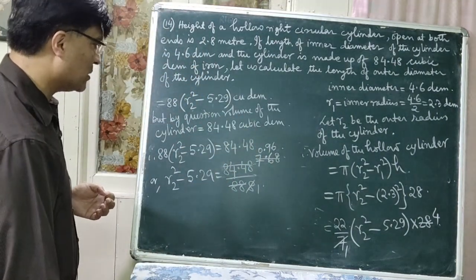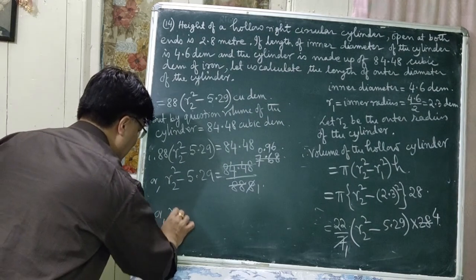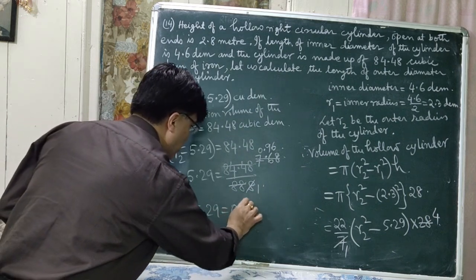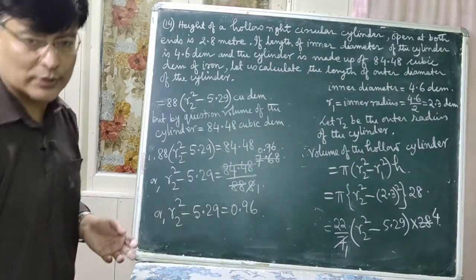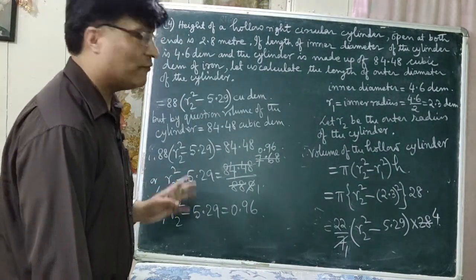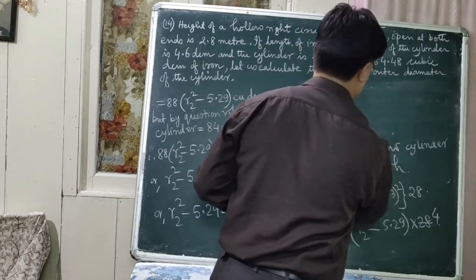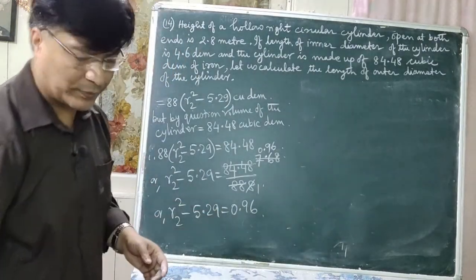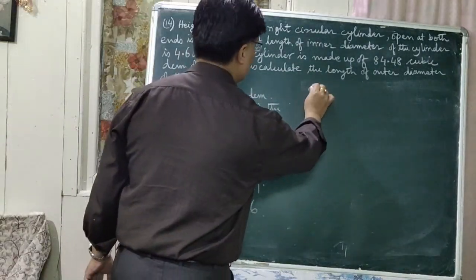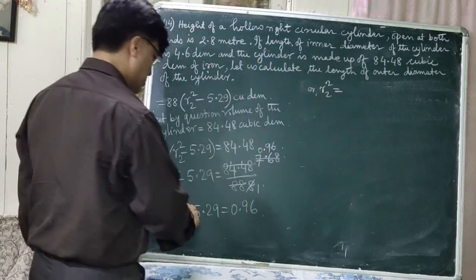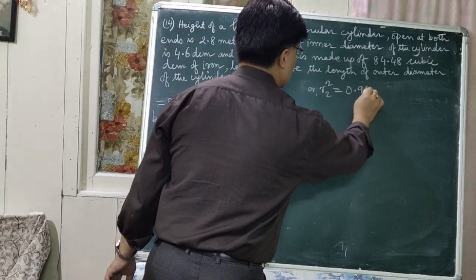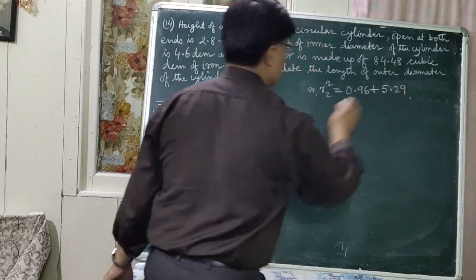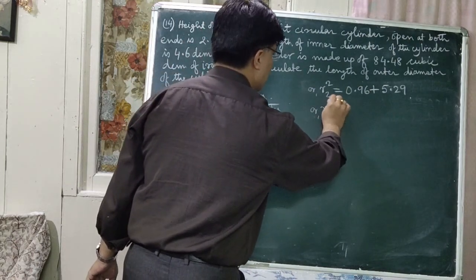That is your 0.96. So I think you have understood it. Okay. So R2 square minus 5.29 is equal to 0.96. So now you have to find out the value for R2. So let us get the value for R2 now. R2 square is equal to 0.96 plus 5.29. Let us add them.